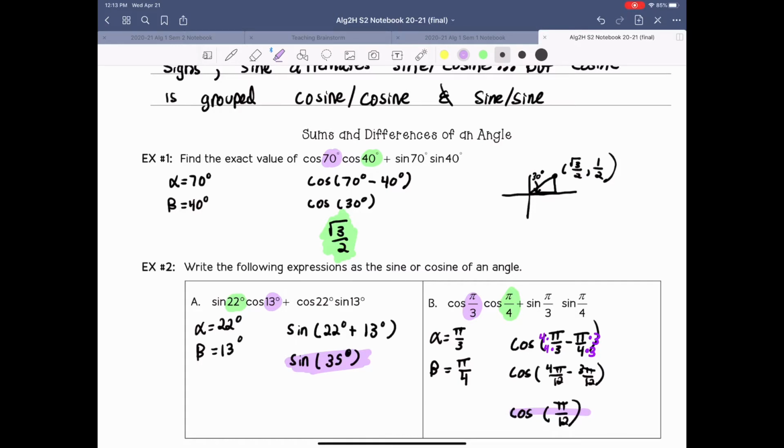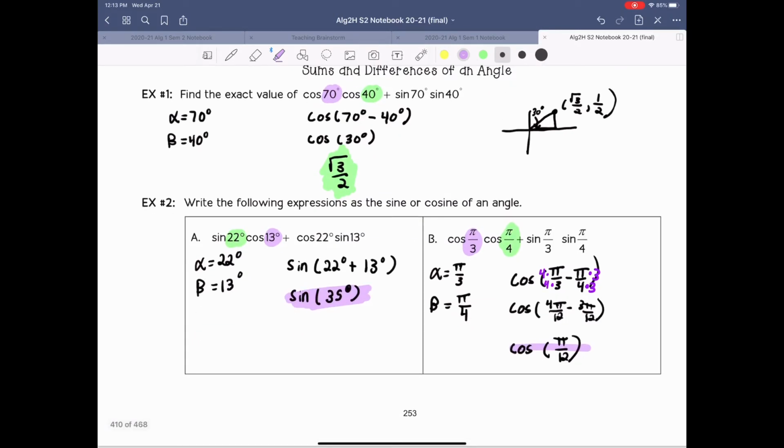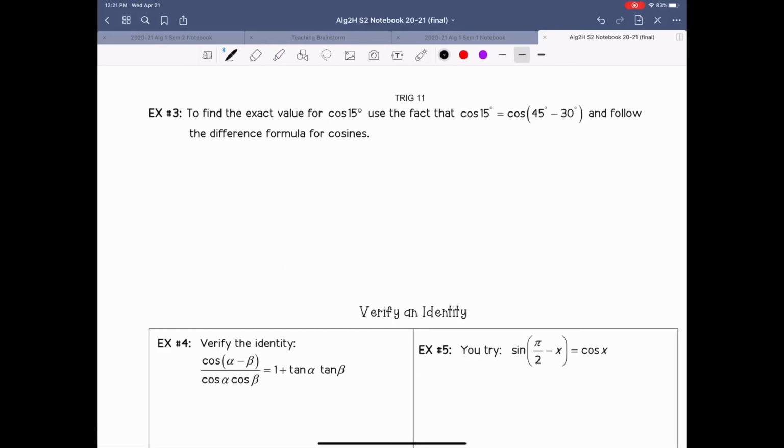All right, let's go ahead and move on to the next page, and we're going to talk about some more ways to use these identities. Example number 3. So to find the exact value for the cosine of 15 degrees, this is what we are evaluating here.